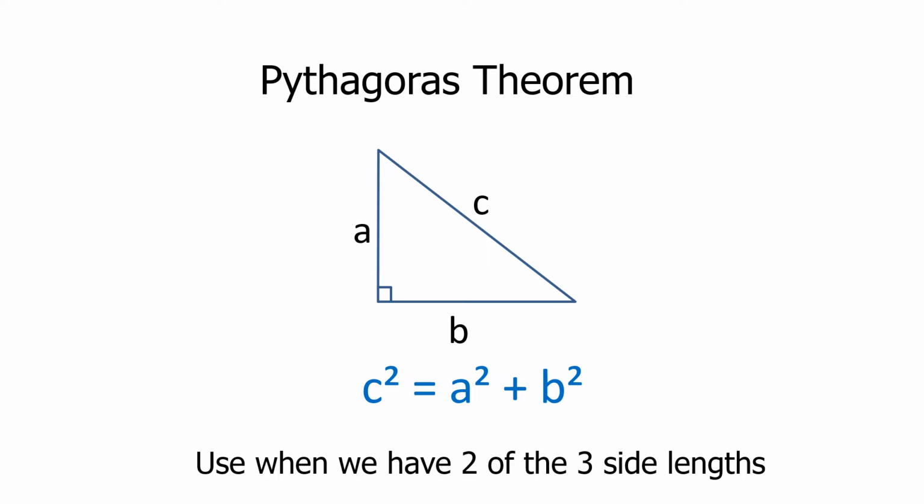Pythagoras Theorem. Firstly, let's look at the Pythagoras Theorem, where I can use a formula to find a missing length of a right angle triangle. Here we can see c squared equals a squared plus b squared. What does this mean? Let's have a closer look.